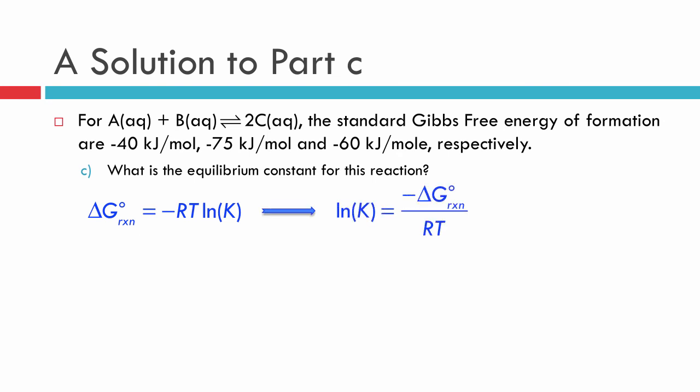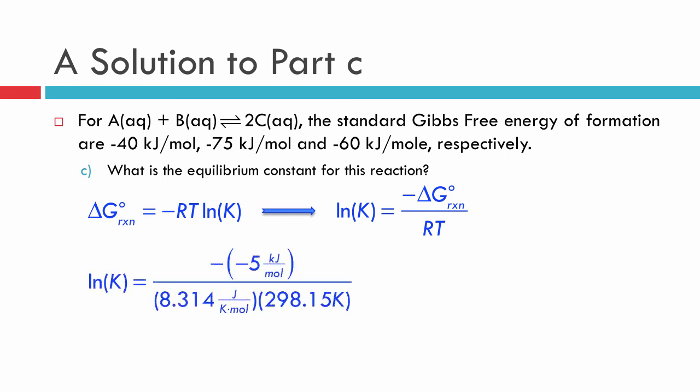So if I rearrange this, I find that the natural log of K is equal to negative delta G naught of reaction over RT. I recommend that you do this as I'm showing you because it simplifies the math. You're less likely to make a mistake this way. So when I substitute my values in, I get this negative 5 kilojoules per mole, and I put in my 8.314, my 298.15.